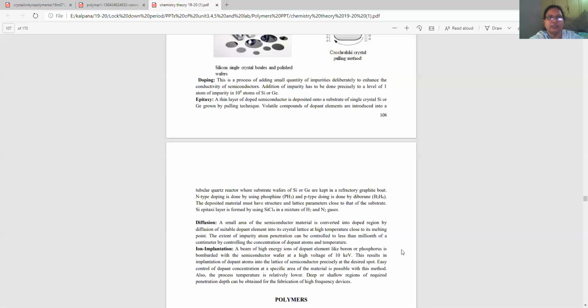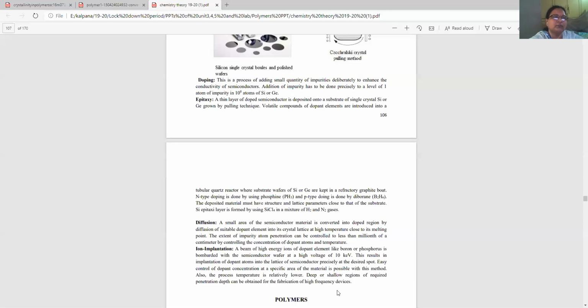If I compare it to archery, what do they do? They just look at the spot, and on that particular spot only they have to aim, right? Similarly, they have to throw the arrow. Similarly, if we say that on this particular semiconductor material only, we have to place the dopant, then for that this ion implantation technique can be used. Easy control of dopant concentration at a specific area of the material is possible with this method.